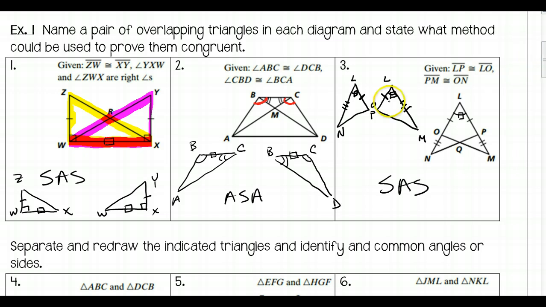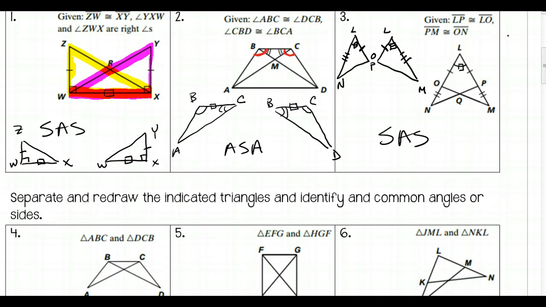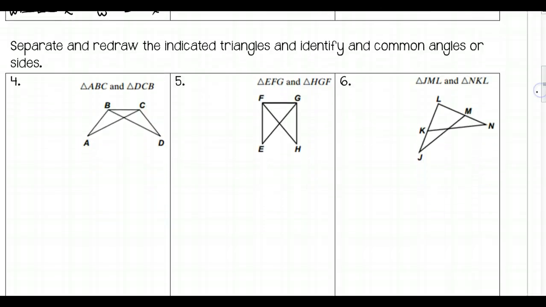I know it takes a little bit more effort, maybe about 12 or 13 more seconds, to redraw the triangles separately and mark your picture, but I think it's really going to help you be more successful in completing these proofs. Okay, so for the next three examples, we're going to separate and redraw the indicated triangles and identify any common angles or sides. So this is going to be reflexive sides or angles.